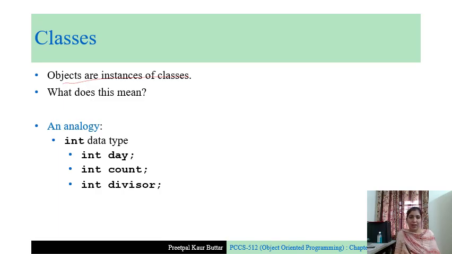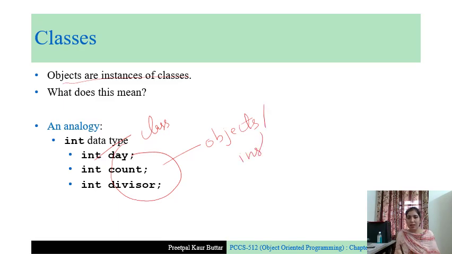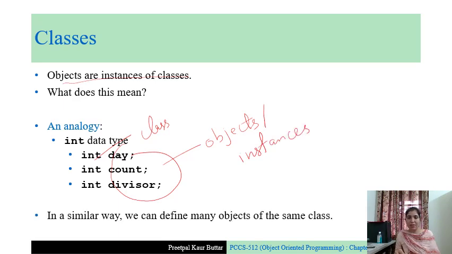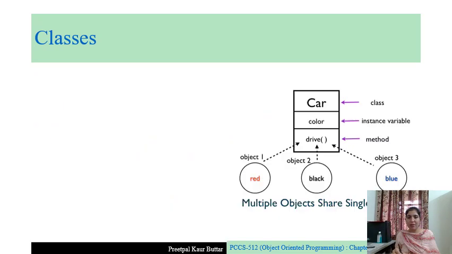So we can say that this int data type is analogous to a class, and these variables, day, count, divisor, etc., are analogous to objects. Okay, so the int data type is a class and we can create as many instances or objects of this class. Objects are also called instances. Objects are the instances of classes. Okay. So in a similar way, we can define many objects of the same class.